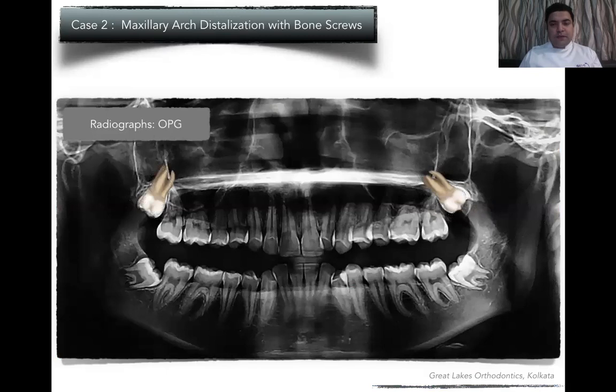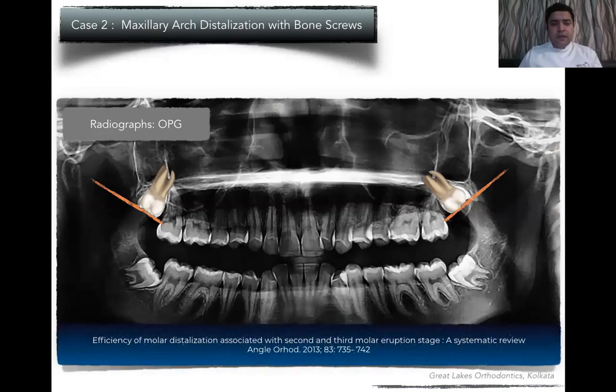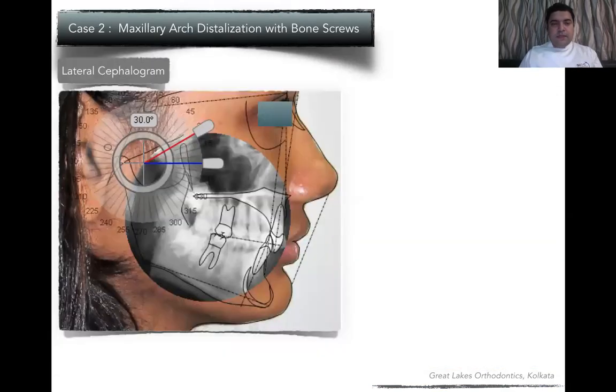When we look at the OPG, we find that the upper third molars are impacted, but their level is below the cemento-enamel junction of the second molars. We always quote this article when we analyze the third molar, because this is probably a non-extraction case in which we are planning to distalize the upper arch. So when we look at the lateral cephalogram and trace out the position of the third molar, which is below the cemento-enamel junction, we can classify them into 3 parts.